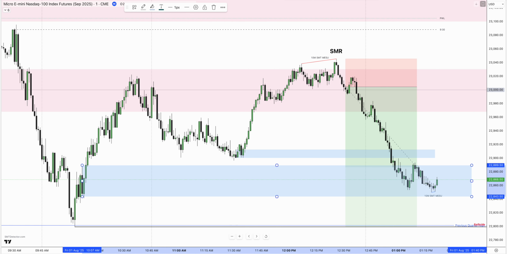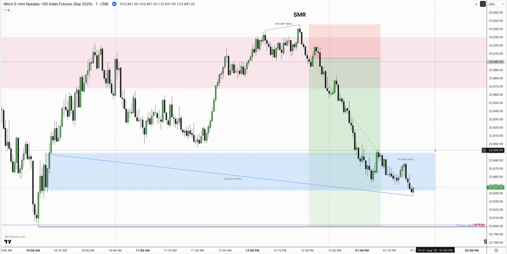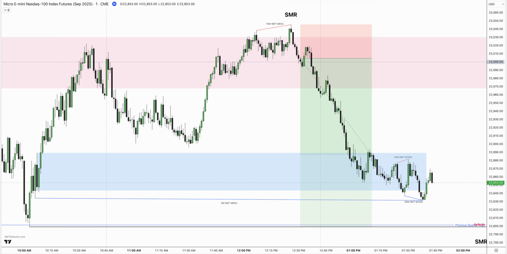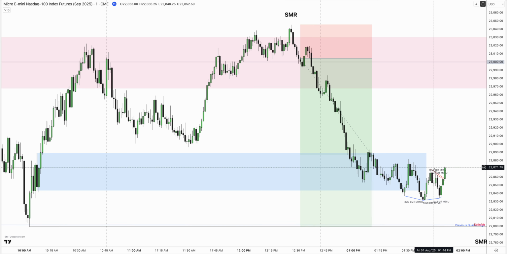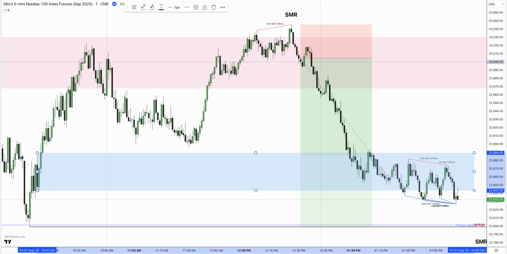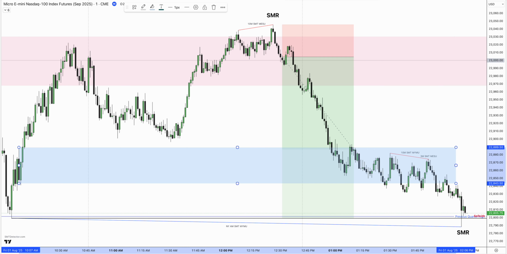Let's stretch these out a bit. Right there, we closed down below this. Now we test it as resistance. And then price should continue down at this point to hit the final target. We're consolidating in this area using this PD array to collect a few more orders. We get down below it again, use it as resistance, and at this point, price hits the target.